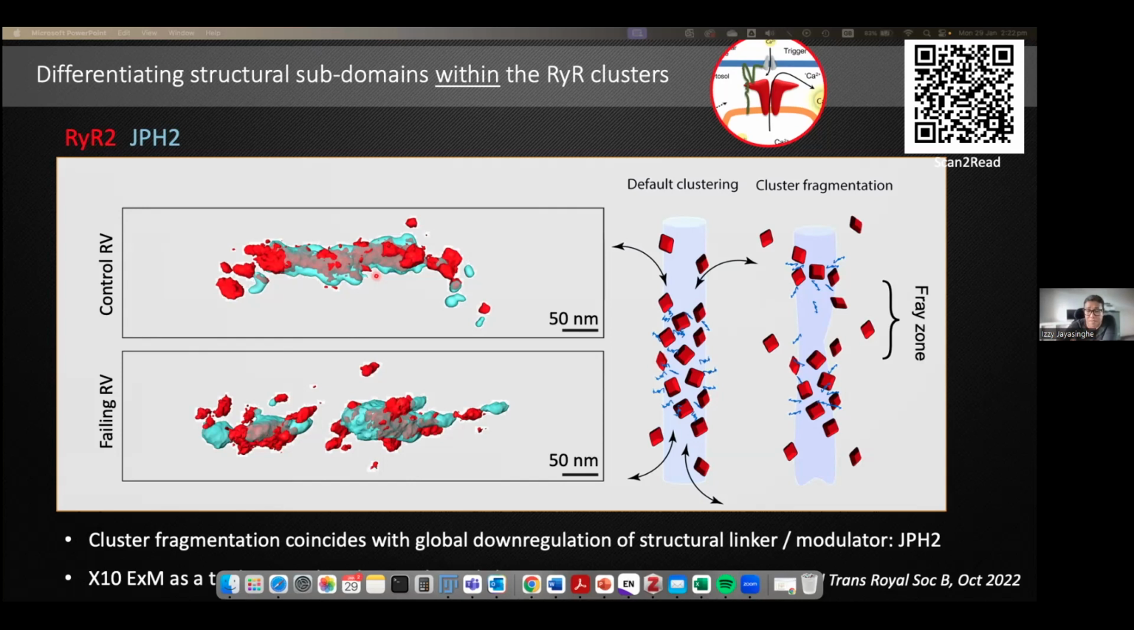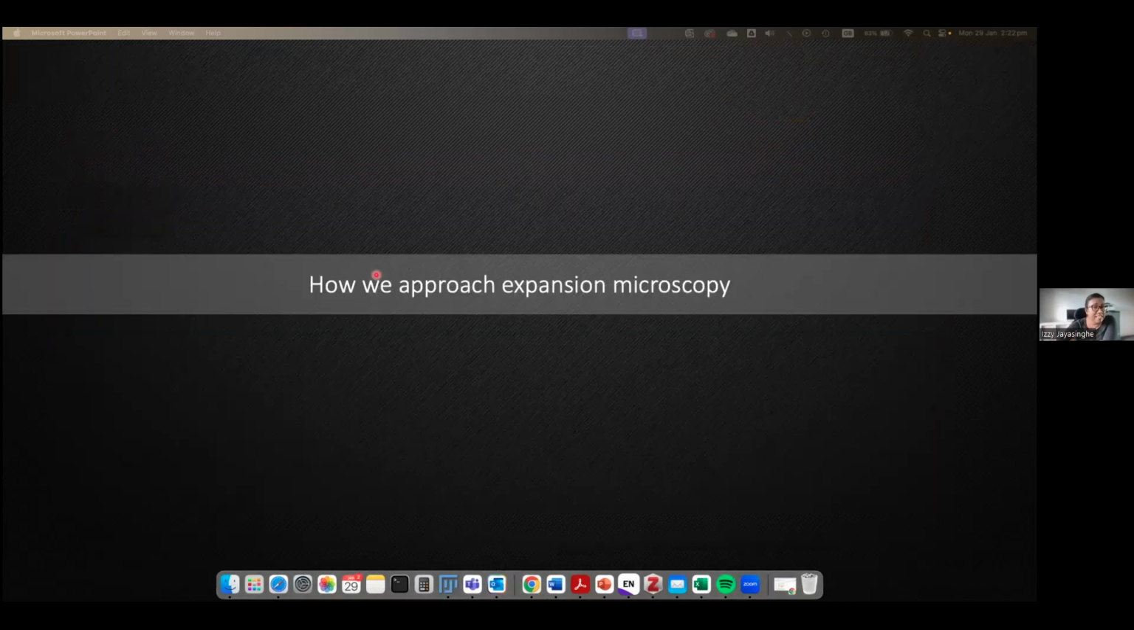I'm going to move quickly now on to methods, because I think this is what everyone's largely interested in. And there were a few lessons that we learned along the way, a few observations, a few developments that came along that we engaged with.